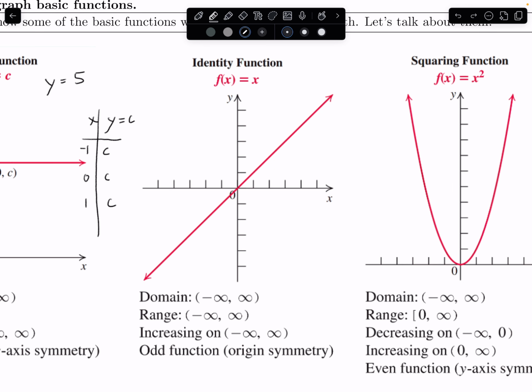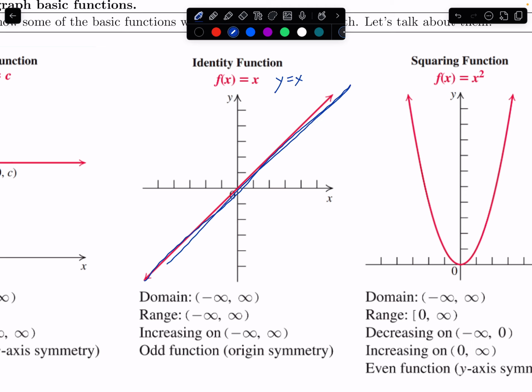Next is the identity function. Super easy. F of x equals x, which if you think more in terms of how we usually write the names of graph functions, we often write just y equals x, right? And so it's just this diagonal line, 45-degree angle.